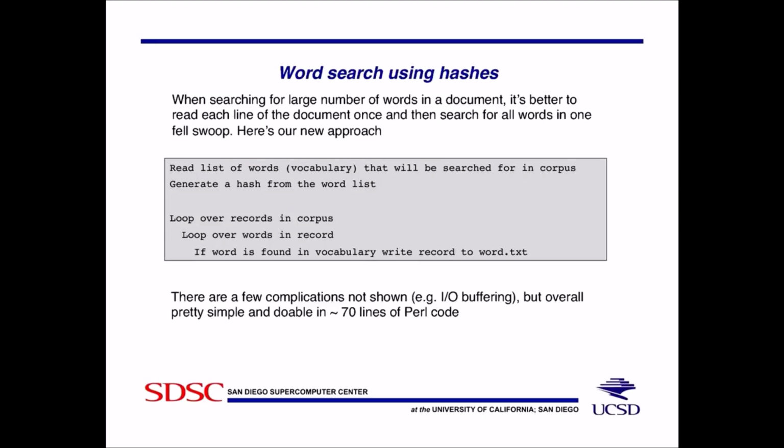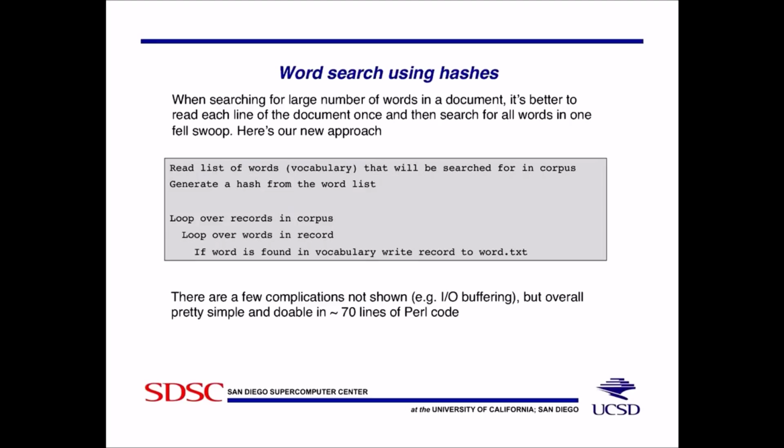So I decided to create a new approach instead using hashes. So when we search for a large number of words in a document, as I mentioned, it's better to read each line once, search for all the words in one fell swoop. So in very high-level pseudocode, what I do is first I read the list of words, the vocabulary that we're going to search for in the corpus. Then I'm going to create a hash from that word list.